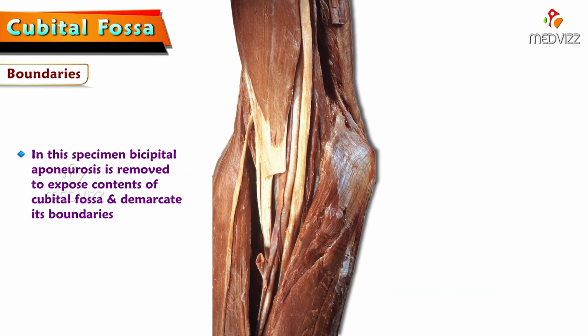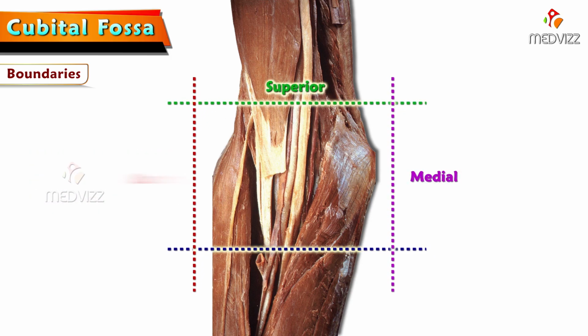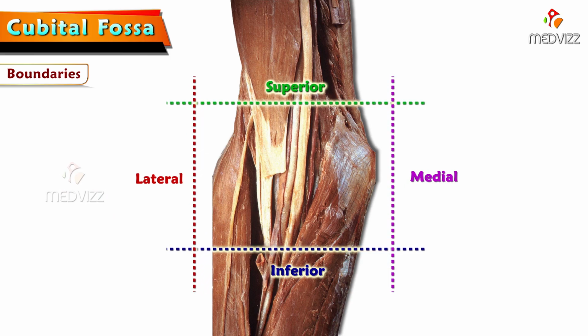Here in this specimen, we further remove the bicipital aponeurosis to expose the contents of cubital fossa and demarcate the boundaries of cubital fossa. So superior, medial, lateral, inferior. So let's check out the boundaries.